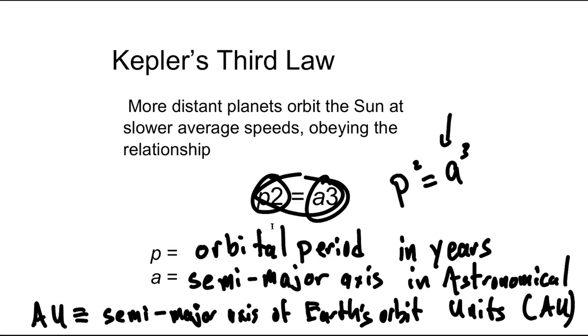So this formula does work for the Earth, and the interesting thing is that it works for every other planet in the solar system. And not only does it work for every planet in the solar system, it works for every other object that's orbiting the sun in the solar system.